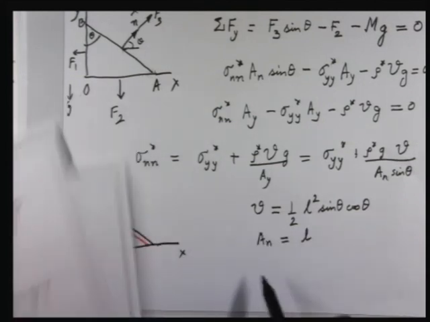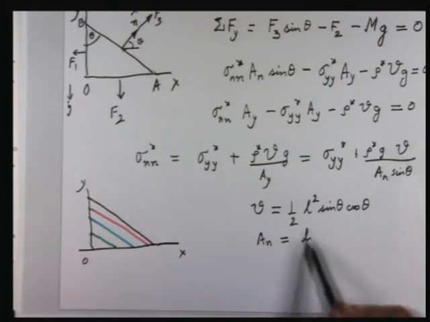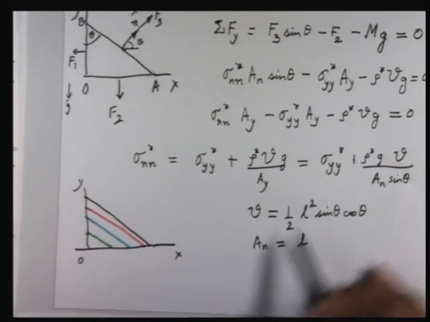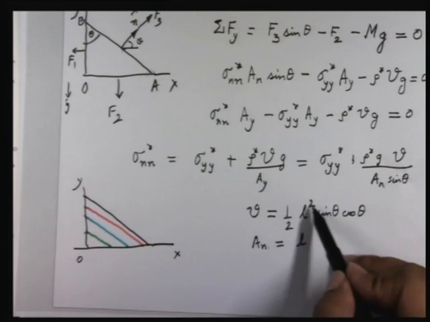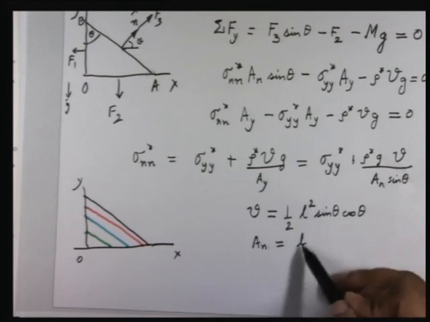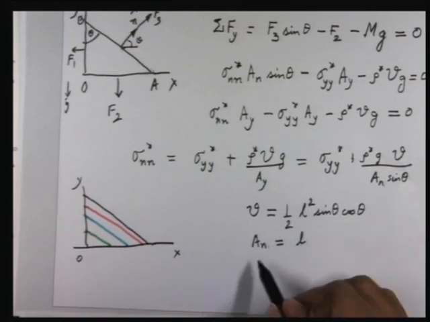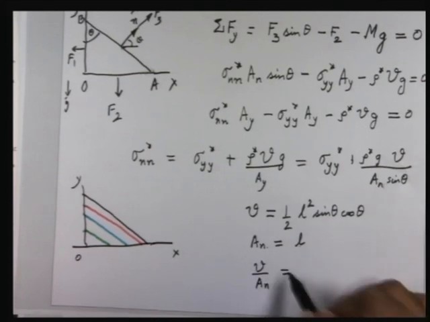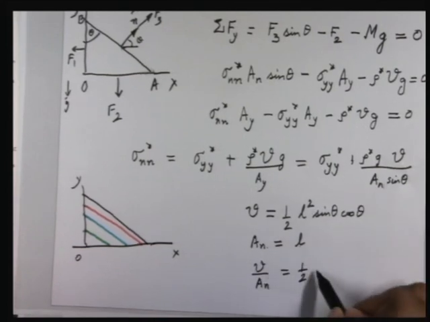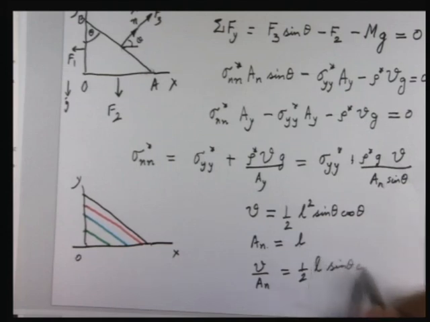So if you look at it, as L goes to 0, AN goes to 0, V also goes to 0, but V goes to 0 as L squared, and AN goes to 0 as L. So if you look at the ratio of V by AN, it is going to have half L squared by L, which is L, into sin theta into cos theta.